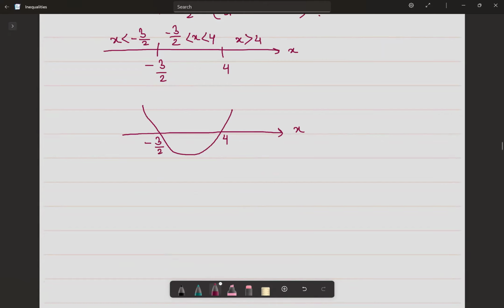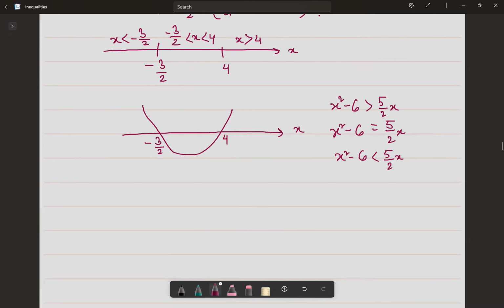Now I know that on this line, I have x squared minus 6 equal to 5 by 2x. Over this line, I have x squared minus 6 greater than 5 by 2x. And under this line, I have x squared minus 6 less than 5 by 2x.